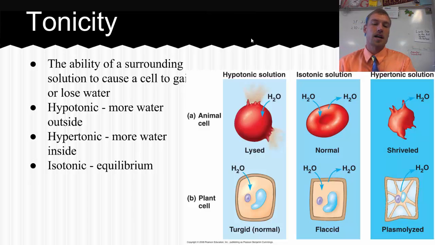And then we've got an isotonic solution, which is where we have an equilibrium. For plants, this isn't the best, but it's also not terrible. They're not completely falling over, but they probably are a little limp on the side.